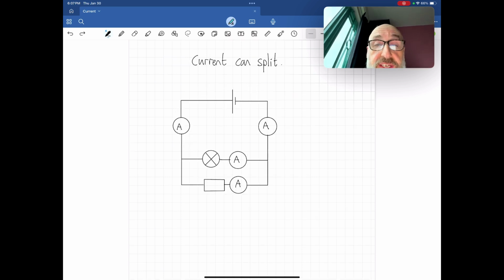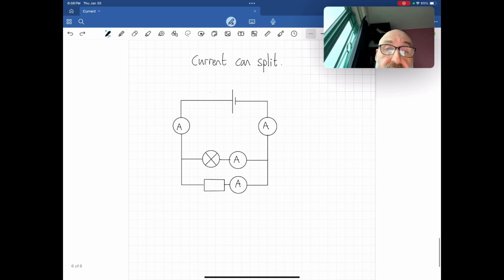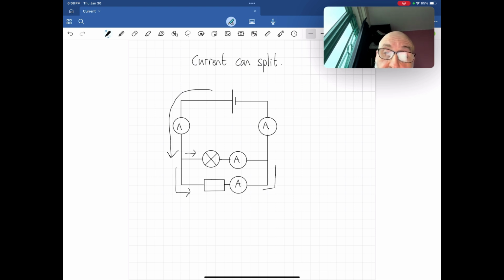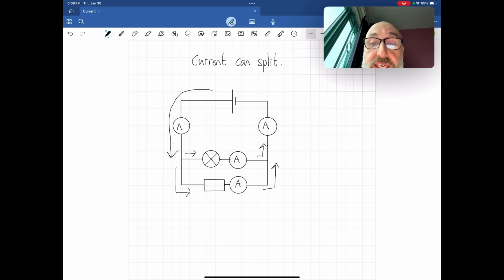Whilst current can't run out, it can split. If we imagine that the electric current is travelling around the circuit like before, when it gets here, some of it can go this way, some of it can carry on and go this way, and then it will recombine again as it gets to here. You can think of it a little bit like water in a pipe, in that the water doesn't actually leak anywhere, but it can split into separate pipes and then recombine again. So it's quite simple, really.